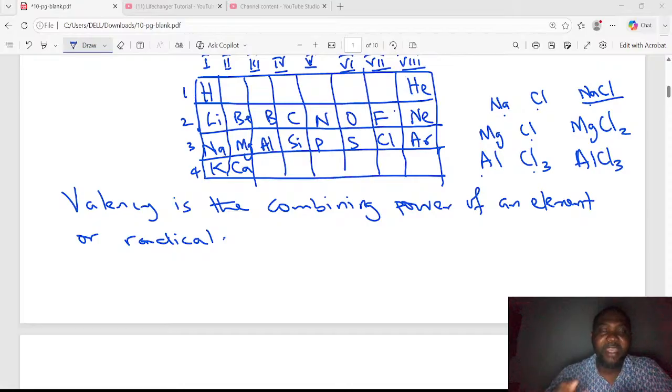That's the same way every metal has its own combining power, its ability to combine with other elements. And I'm going to give you examples now. But I'm just trying to explain something here. Valency is the combining power of an element or a radical. That means valency tells us how an element can combine with other elements. That's what valency does.